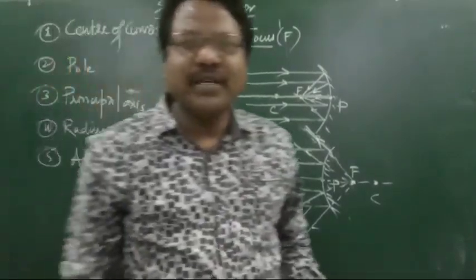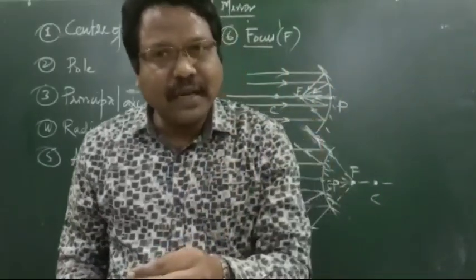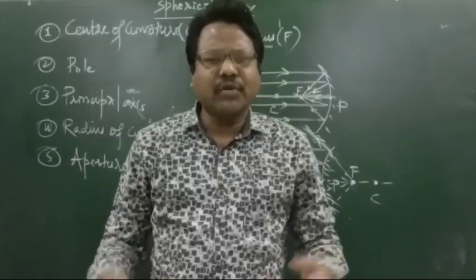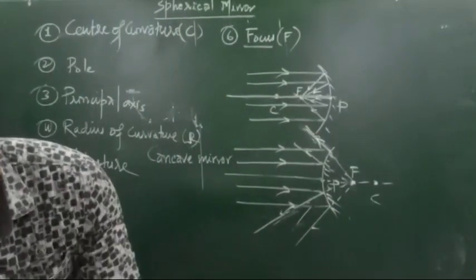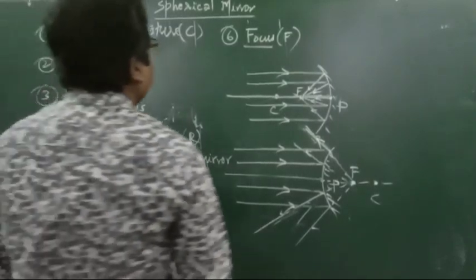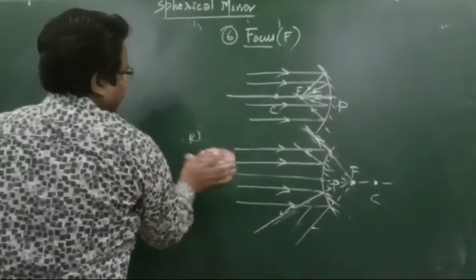So what is principal focus? The rays which are incident parallel after reflection, either the rays will converge at that point, or the rays will appear to diverge from that point. That is called what? Principal focus. Now after that, next terminology is what? The focal plane. Okay, after that, next is what? Focal plane. So next term, focal plane.